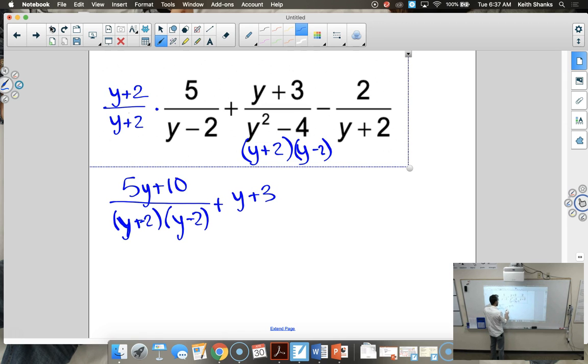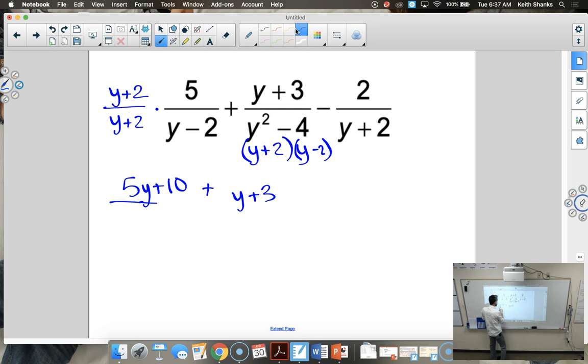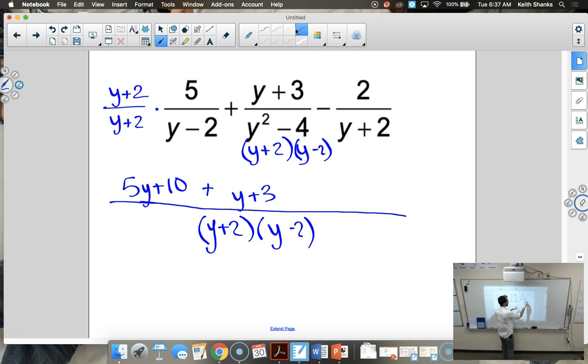Okay. Actually, I'm going to rewrite this. We want them all to have the same denominator. So I'm going to end up with this big long fraction. Hopefully in this one, we'll get to a second. And at the bottom, the denominator will be y plus 2 times y minus 2. We want them all to have the same. So on this one, I have to multiply by y minus 2 over y minus 2.